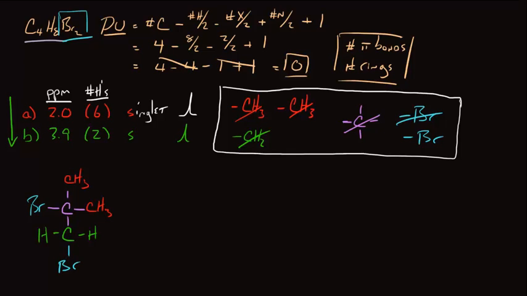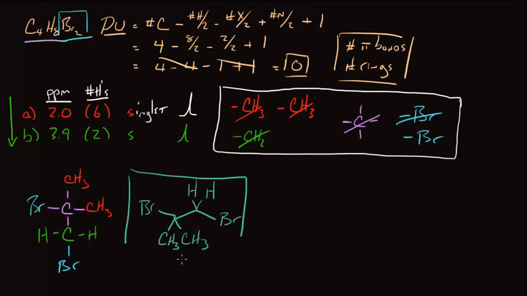And if you wanted to draw it out a little bit prettier, you can draw it like so. We'll have a bromine right there, and we've got 2 protons right here. We've got to draw the quaternary carbon like so. So we've got 2 CH3s, and we've got our last bromine there. So this is what the molecule would look like, and indeed that's the right answer.